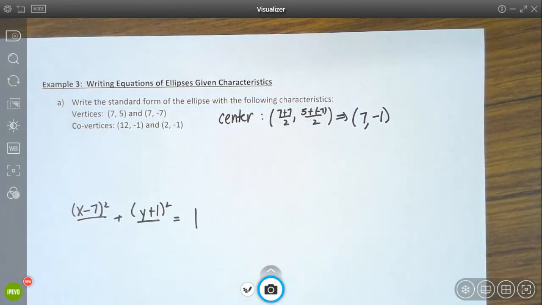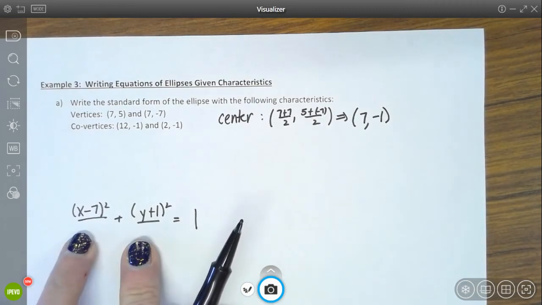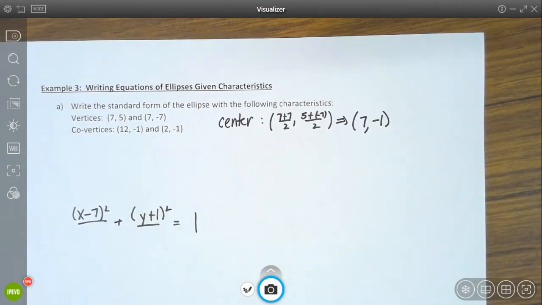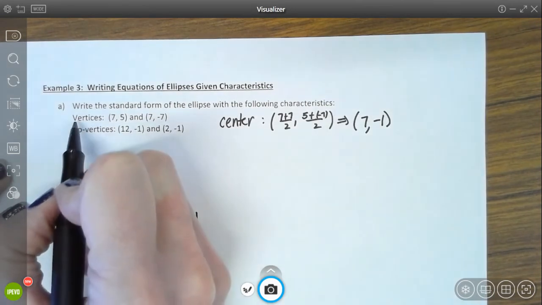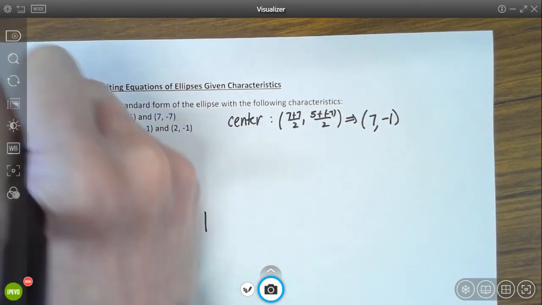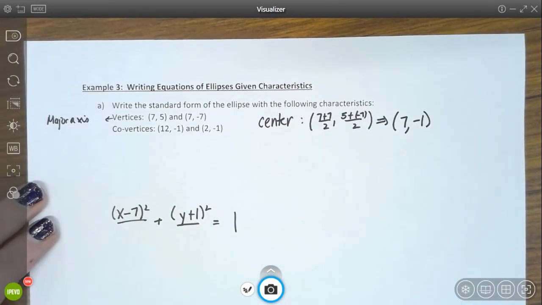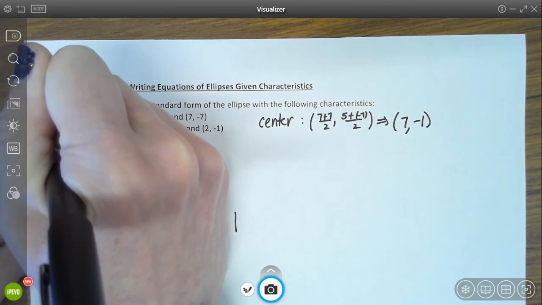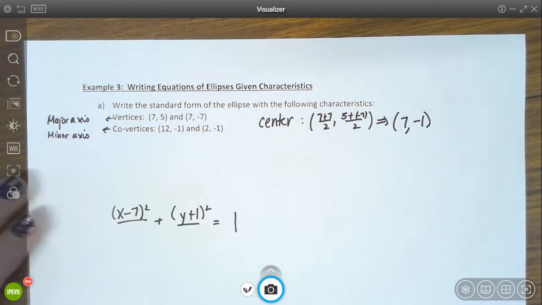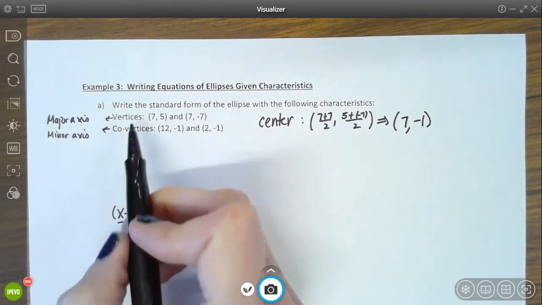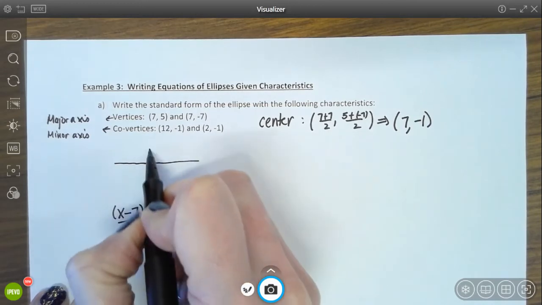So I have the numerators. Now all I need to know are what's a squared and b squared. Now again, a is the distance from the center to a vertex. So if I know vertex to vertex, that's the length of my major axis. And if I have covertex to covertex, that's going to help me find my minor axis. And the other nice thing is if I know where my major axis points are, then I also can figure out whether my a squared is going with the x's or with the y's. So I'm just going to do a quick sketch of my points here, and I don't even draw a full coordinate plane, I just do a rough sketch.